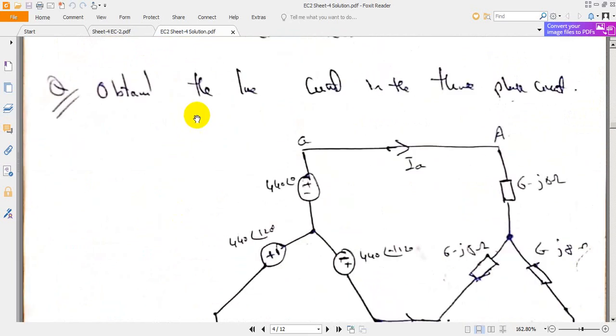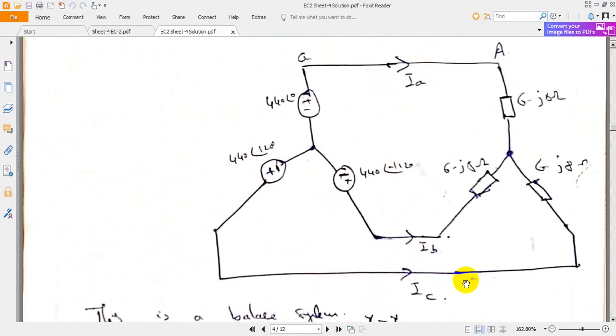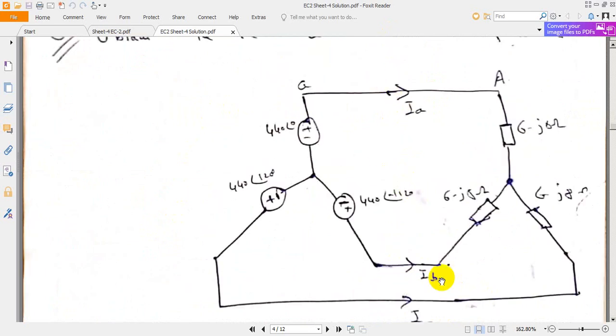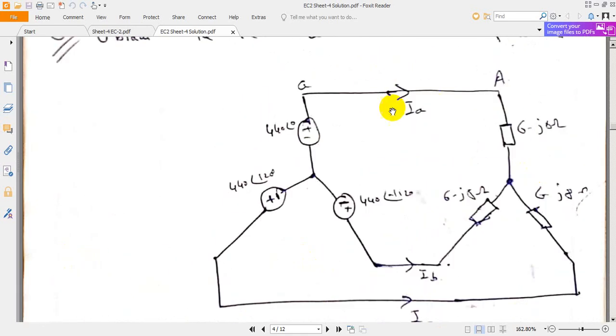Coming to the third question, we need to obtain the line current in the three-phase circuit. To obtain the line current, simple, IA, IB, IC, what we need to do is in a similar fashion to what we did just now. If we want IA, this line current, the voltage across this phase, this is the neutral point, this is the neutral point. We assume the voltage across the neutrals will be 0. This is at 0 potential, or at the same potential we can say. So voltage across this, capital VA, will be the voltage across this value.